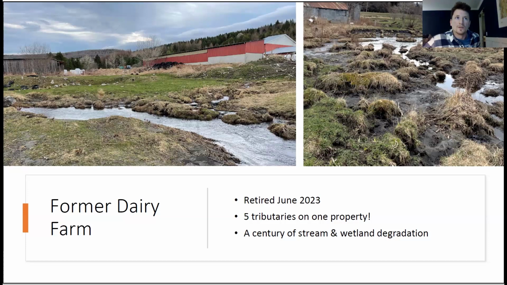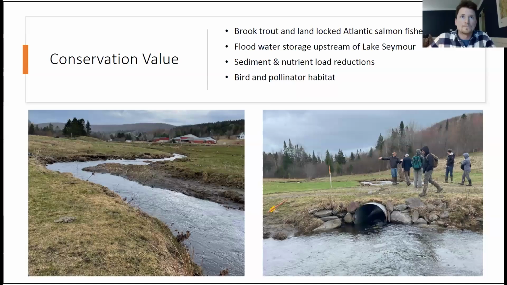Coincidentally, it was an amazing confluence here. There are 5 brooks that fall into this one property. So there's an immense amount of water on this property. So the farmer sold the property to the state. The state purchased it through this farm retirement program, and then used other monies to essentially decommission the barnyard and take down the barn.